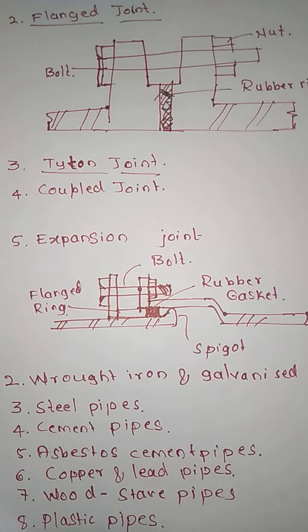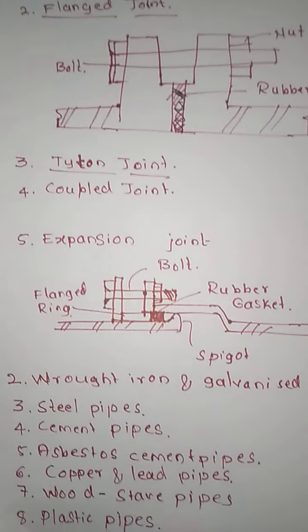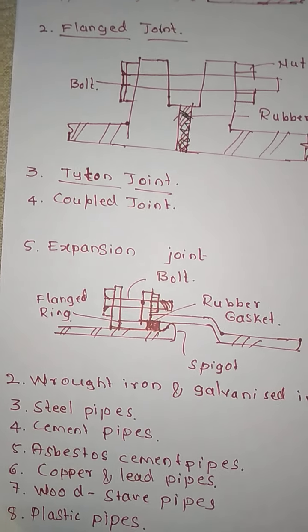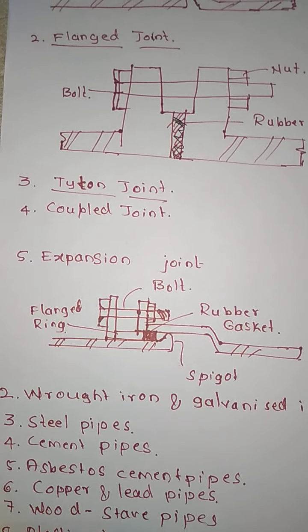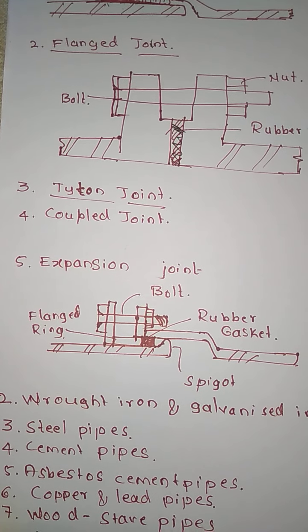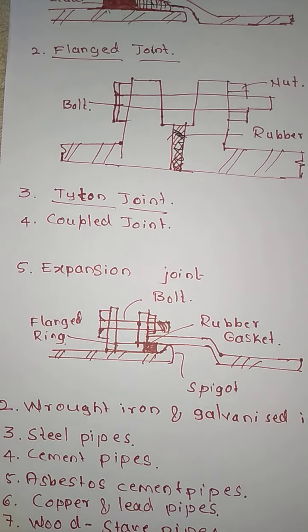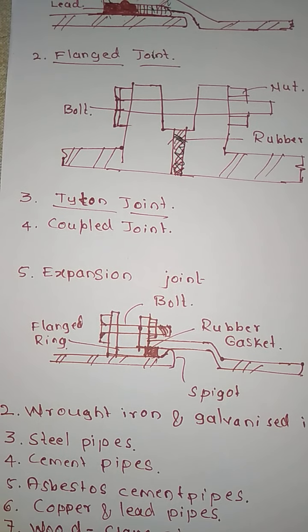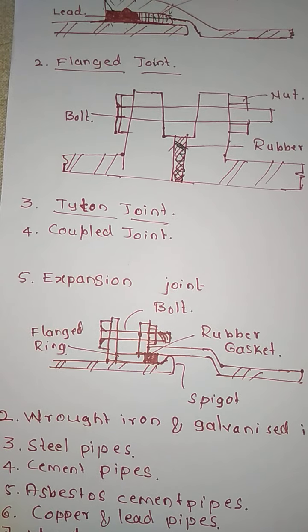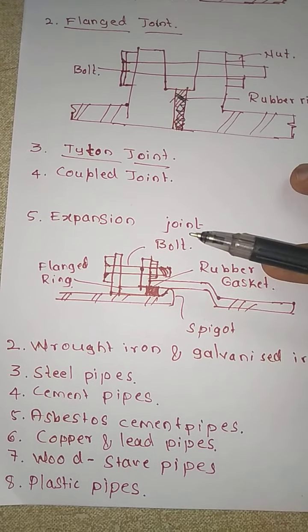Such coated pipes we call GI pipes. That is, cast iron is CI, and the wrought iron and galvanized iron pipes we call GI pipes, and commonly they are jointed by screwed and socketed joints, as I have shown earlier.